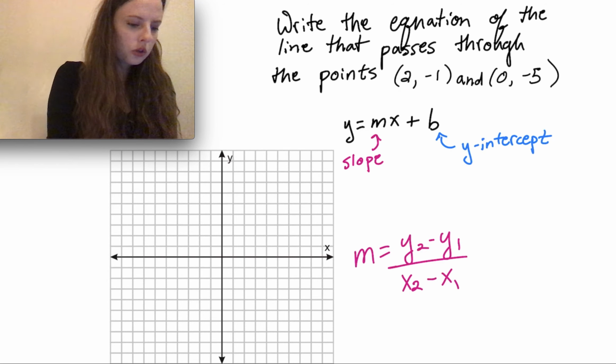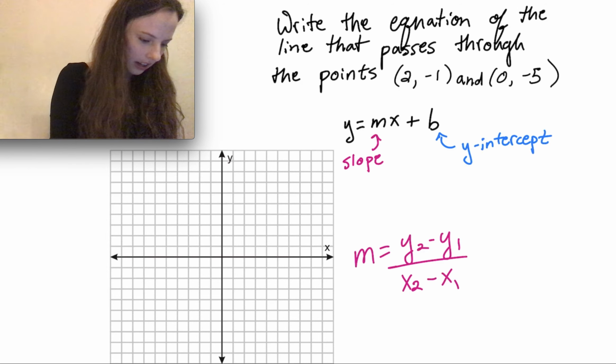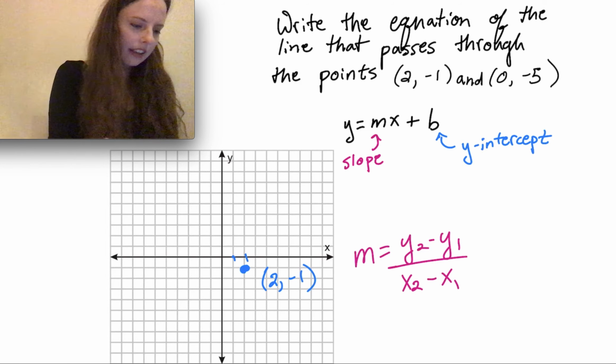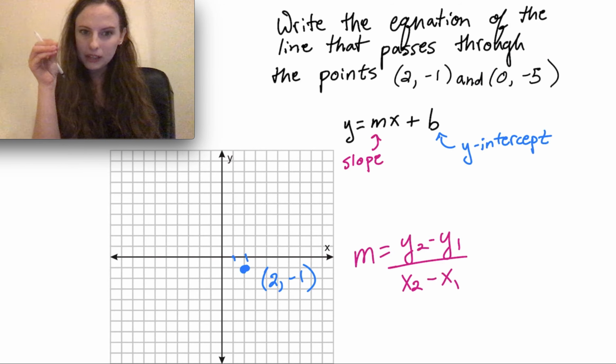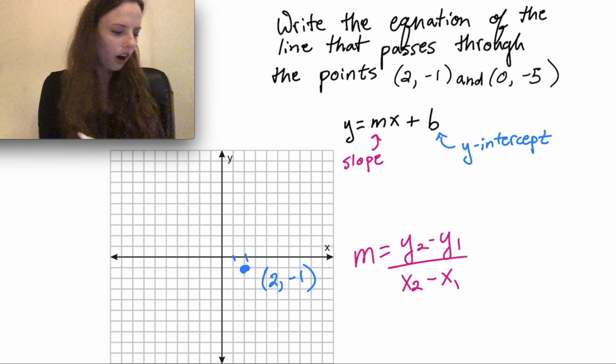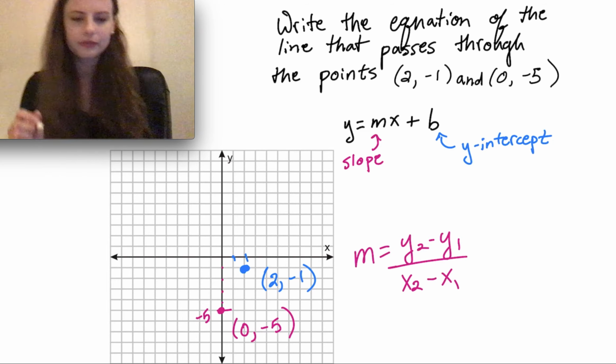We've got (2, -1). So let's do that one first. We've got over 2, down 1. There's our first point. And let's label it. And then we have our second point, (0, -5). Now 0 means that we're not moving left or right at all. So we're just going straight down from the origin. 1, 2, 3, 4, 5. So there's our second point, (0, -5).